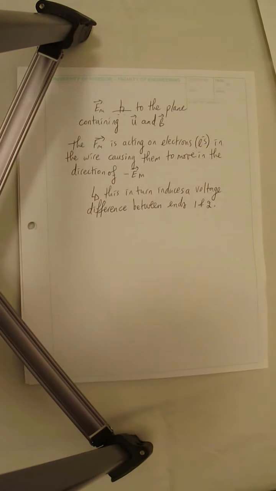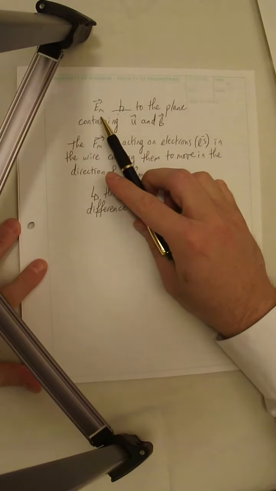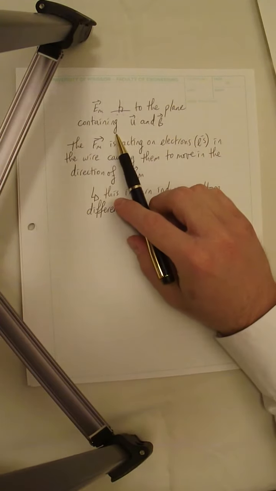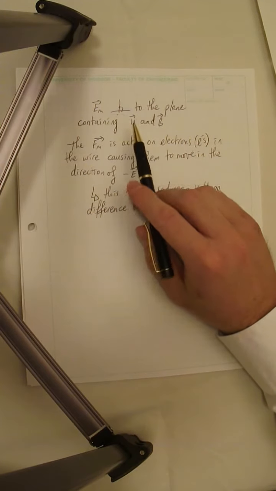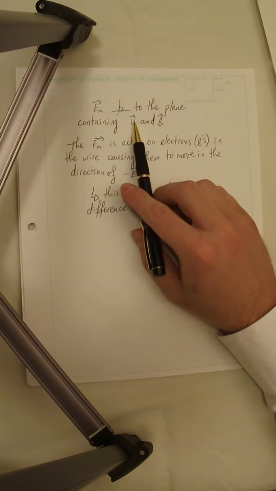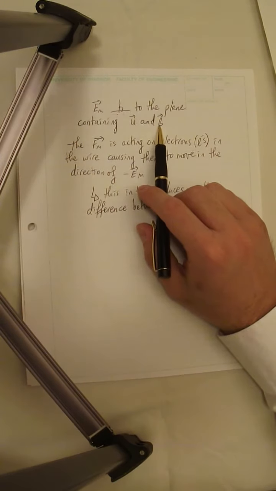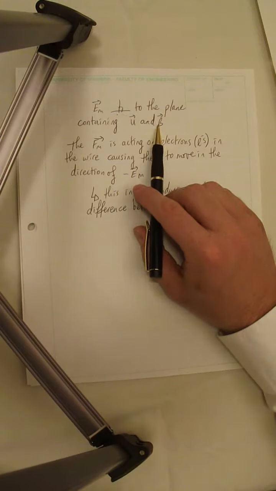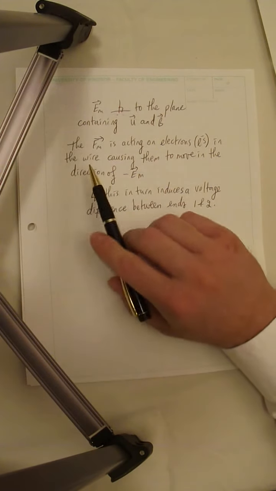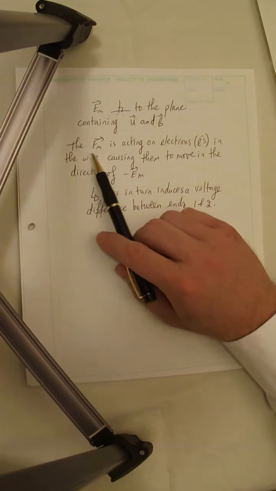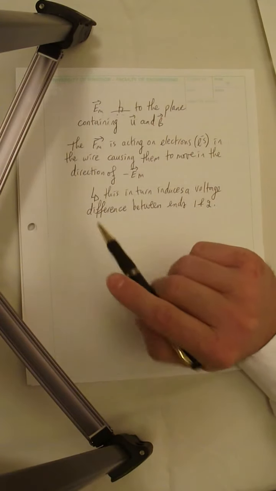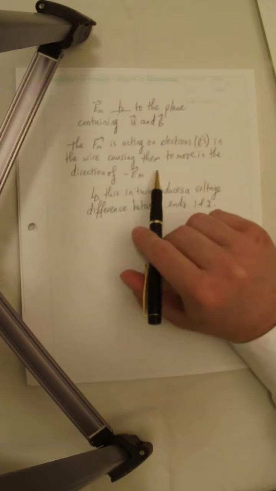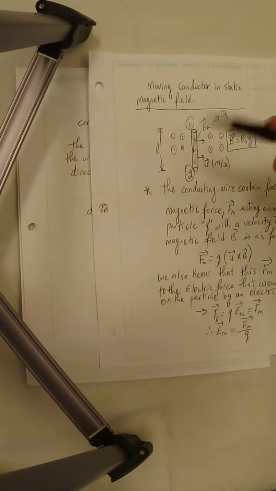Basically, we were talking about the motional electric field being perpendicular to the plane containing u and B, which is the velocity, the direction in which the wire is moving, and the direction of the magnetic field. So what I was saying here is that the magnetic force acts on the electrons in the wire, causing them to move in the direction of minus E_m.